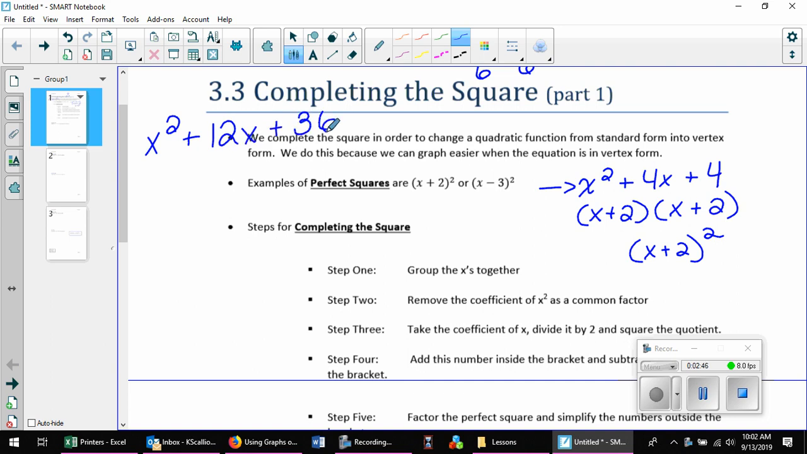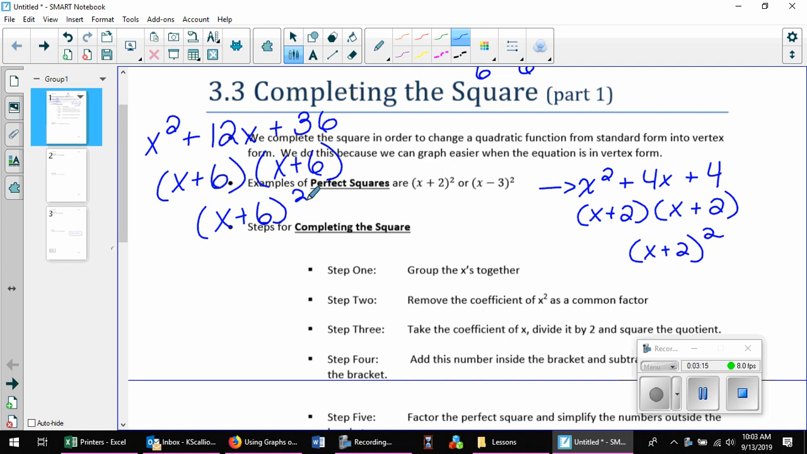Because the factors of 36 are 6 and 6. We just went over that one. But when I add them together, what do I get? 12. So I know it would be x plus 6 and x plus 6. I wrote them up twice. This would be x plus 6 squared. Right? You guys got that? So you get the idea of what a perfect square is in trinomials.